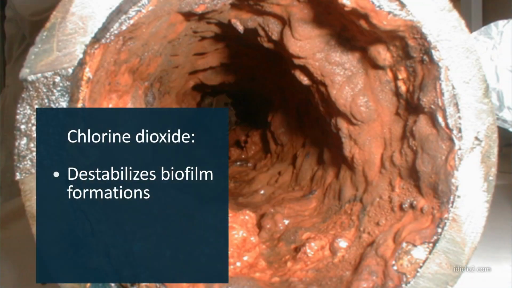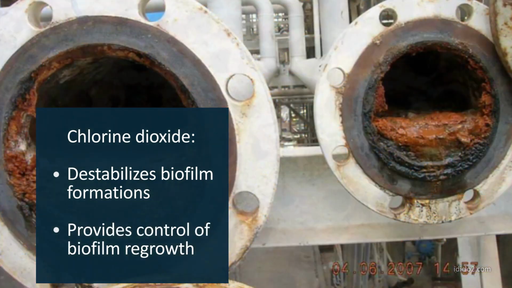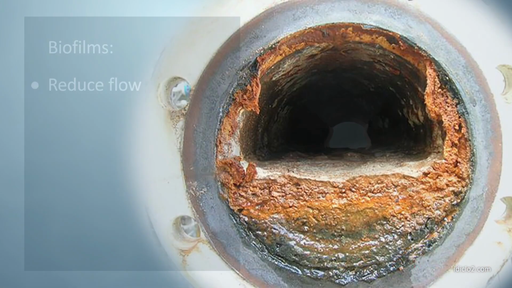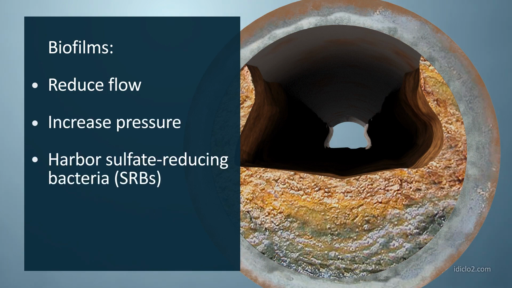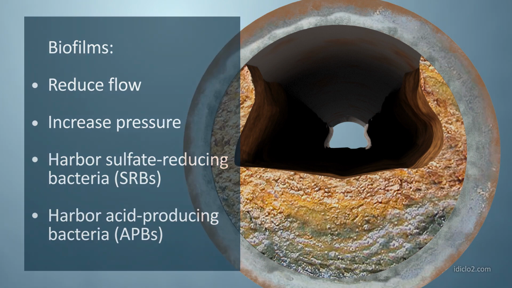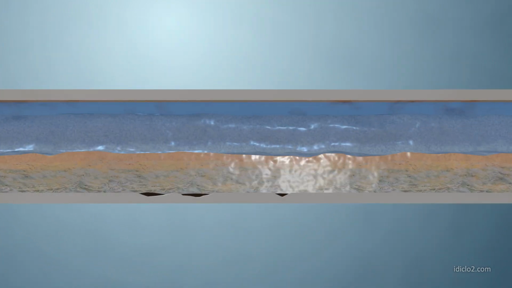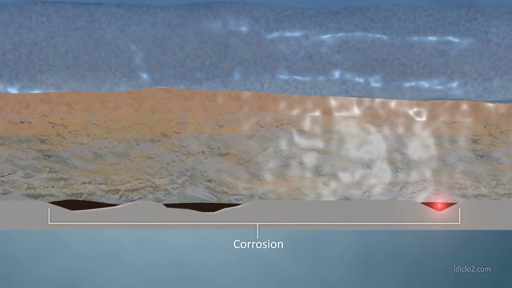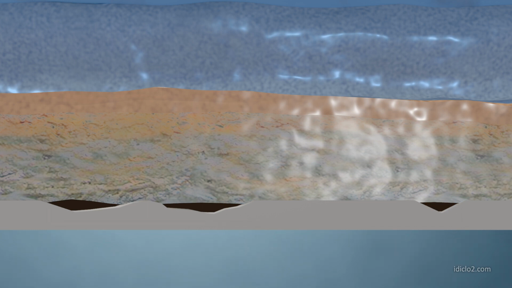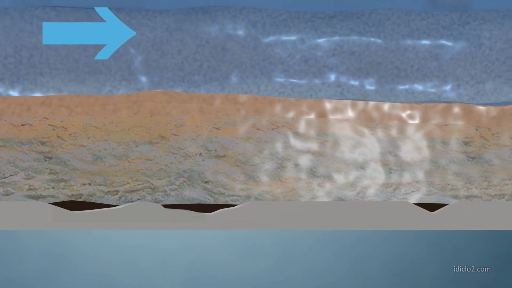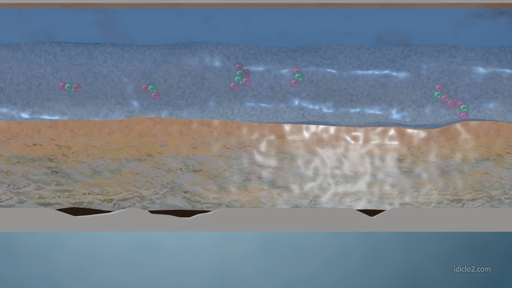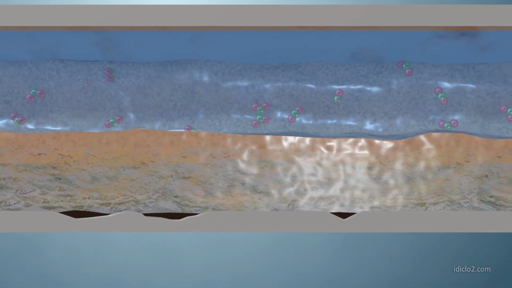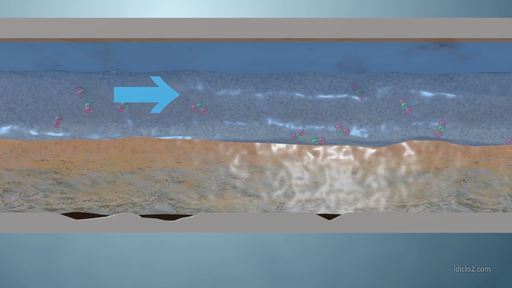Chlorine dioxide destabilizes biofilm formations and provides ongoing control of biofilm regrowth. Biofilms are known to reduce flow, increase pressure, and provide shelter for sulfate-reducing bacteria, SRBs, and acid-producing bacteria, APBs. These bacteria are known to cause significant corrosion in piping and fluid handling systems. As a true dissolved gas in solution, ClO2 rapidly penetrates into the biofilm substrate, delivering biocidal effectiveness throughout and beneath the biofilm, essentially eliminating underlying APBs and SRBs where they live.